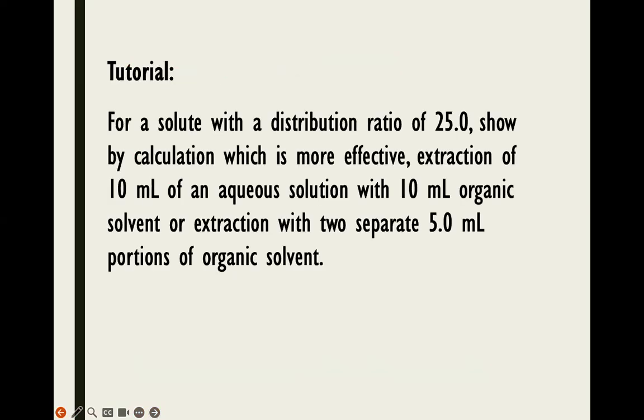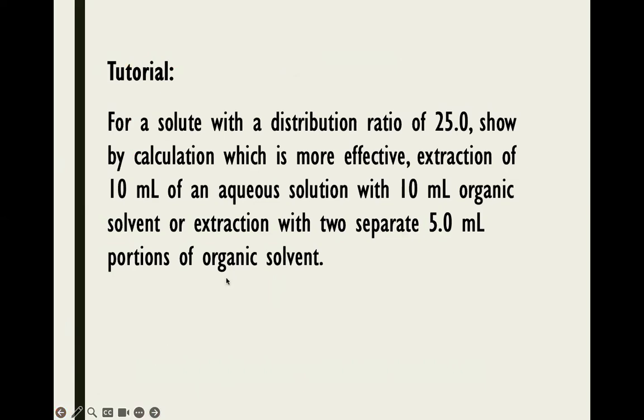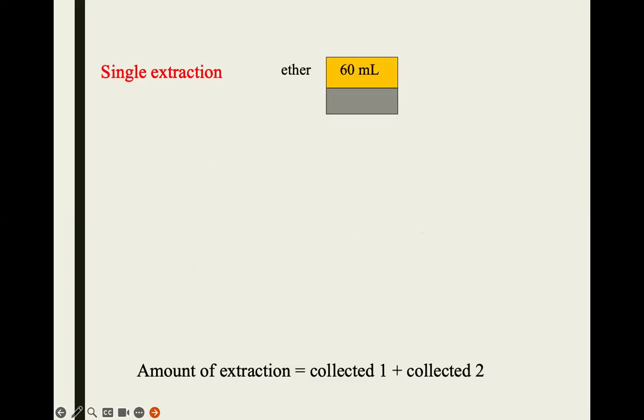Okay, so this is an example for a solute, the one that we wish to extract, with a distribution ratio of 25, meaning that the DC is 25. Show by calculation which is more effective: extraction of 10 ml of an aqueous solution with a 10 ml organic solvent, meaning a single extraction procedure, or extraction with two separate 5 ml portions of organic solvent instead of just one of 10 ml. So in this case you have single extraction and double extraction. The proof is from here.